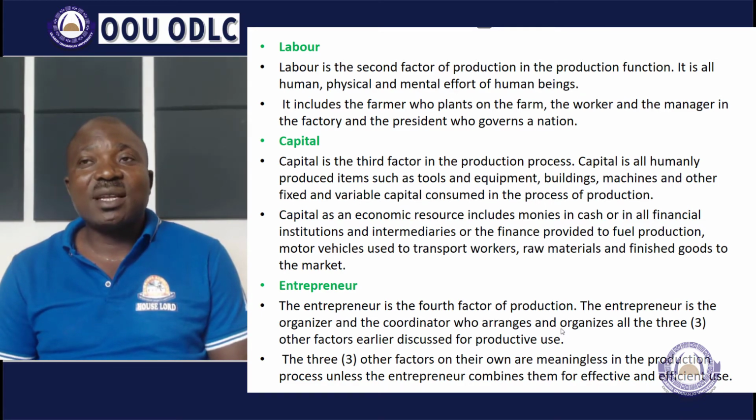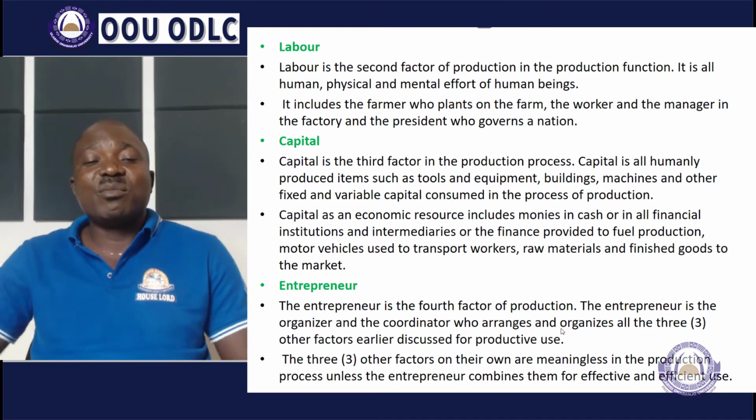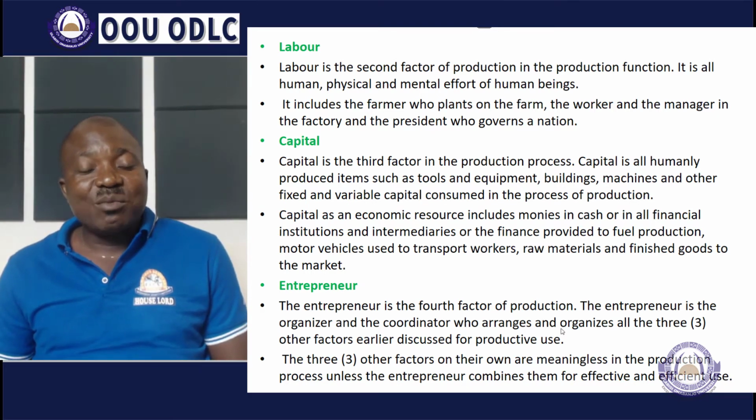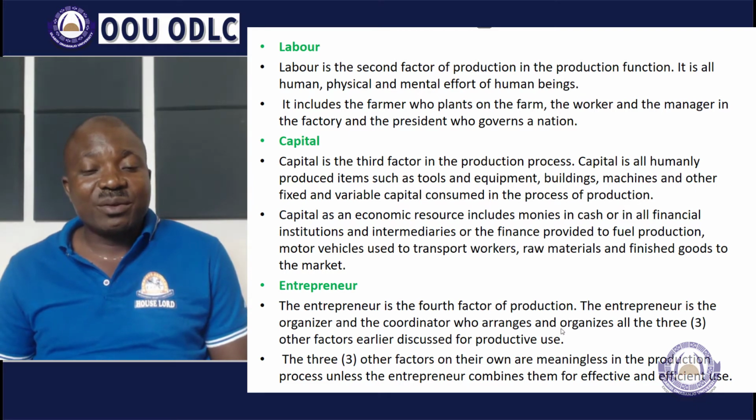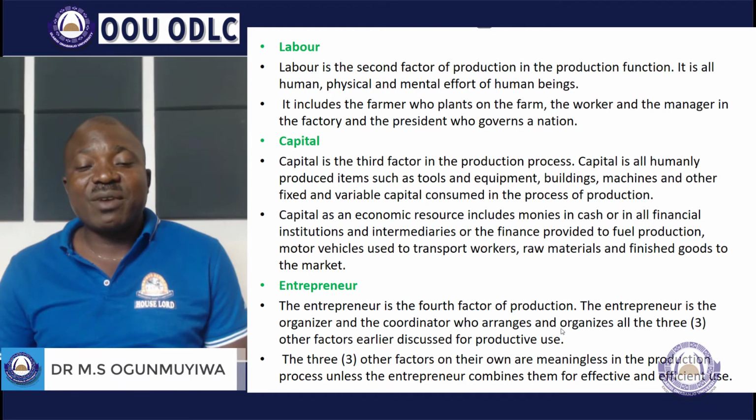Interest is paid either on a monthly basis, on an annual basis, or biannually or quarterly as a reward for making use of capital, either in the form of finance or in the form of equipment or buildings in the productive process. Lastly, we move to the entrepreneur. The entrepreneur is the fourth and very, very important factor of production.